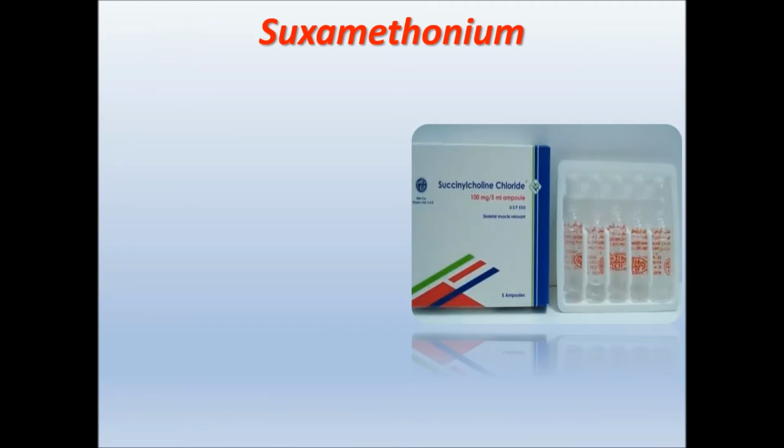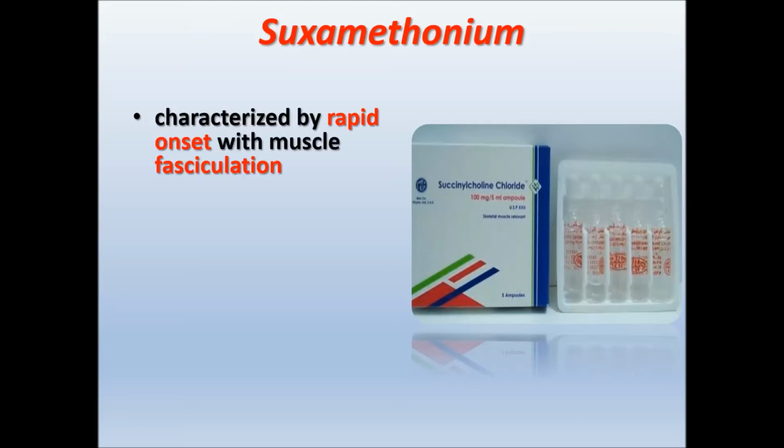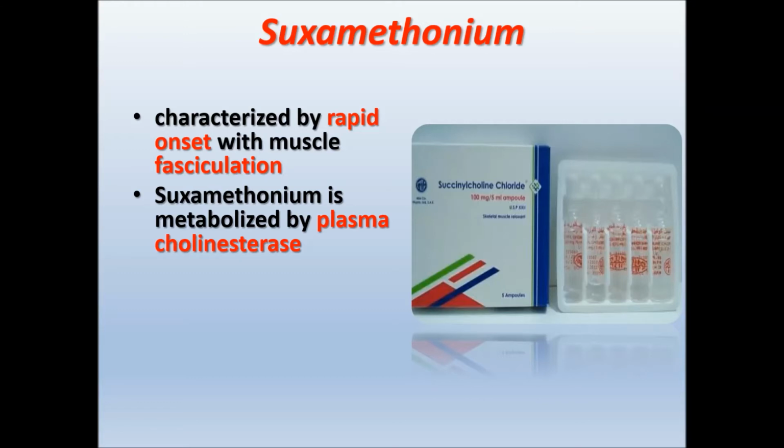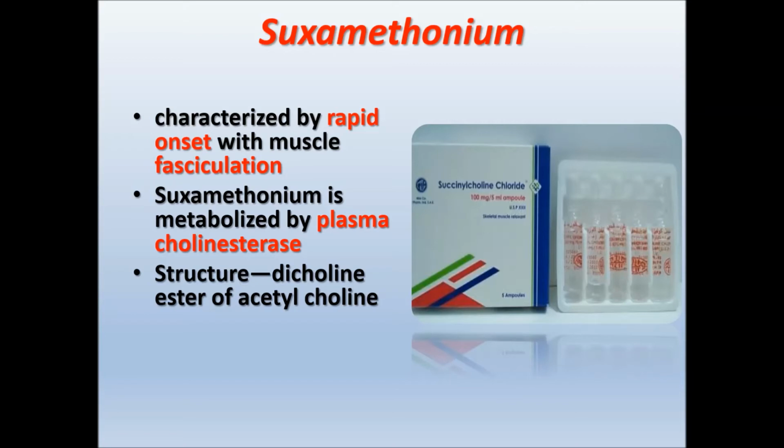Well, we are going to talk about the first example, the depolarizing muscle relaxant, or succinylcholine as an example. It is characterized by rapid onset with muscle fasciculation, as we have explained before. It is metabolized by the plasma cholinesterase or the pseudo-cholinesterase that is present in the plasma and not the cholinesterase that is present in the synaptic cleft. It is a choline ester of the acetylcholine.